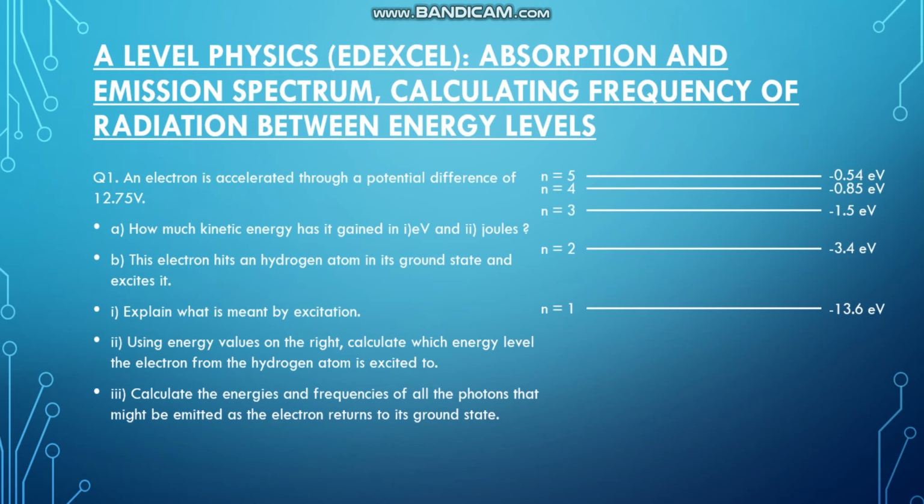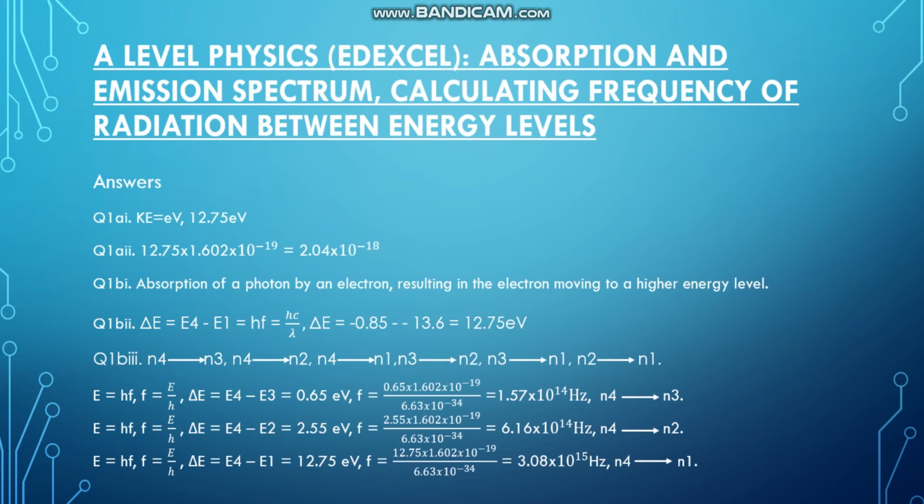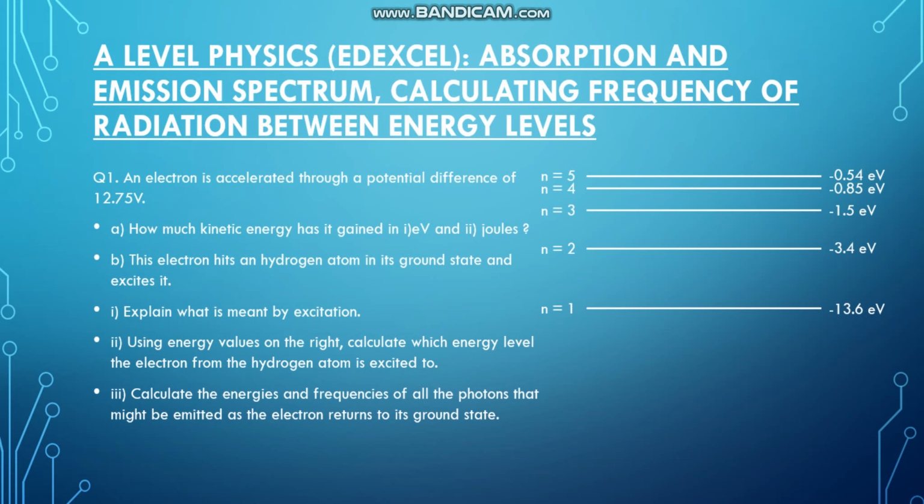We go back. The next question states that this electron hits a hydrogen atom in its ground state and excites it. Explain what is meant by excitation. Basically, excitation is the absorption of a photon by an electron, resulting in the electron moving to a higher energy level. And if we go back, using the energy values on the right, calculate which energy level the electron from the hydrogen atom is excited to.